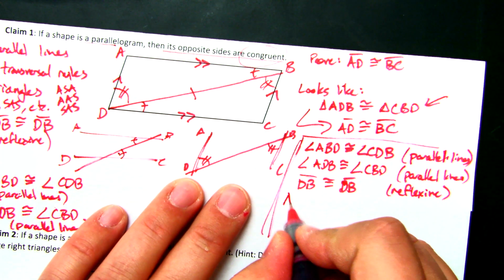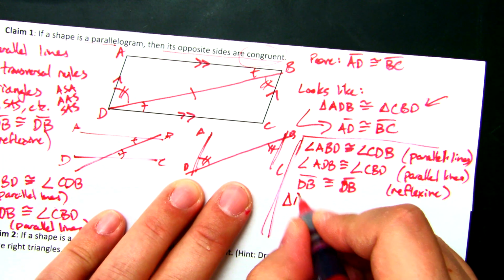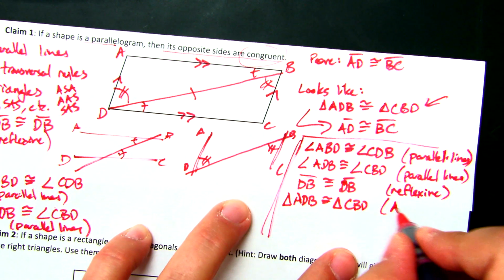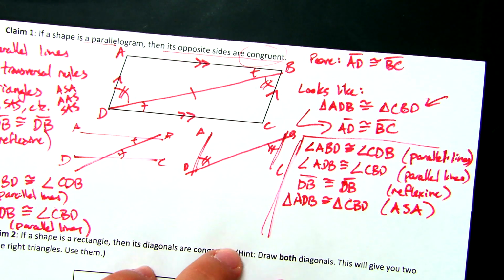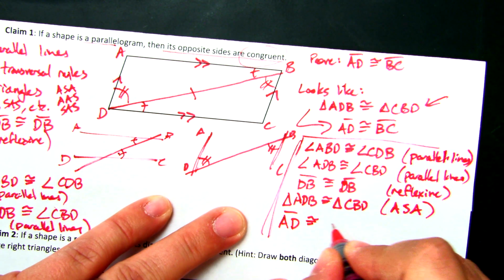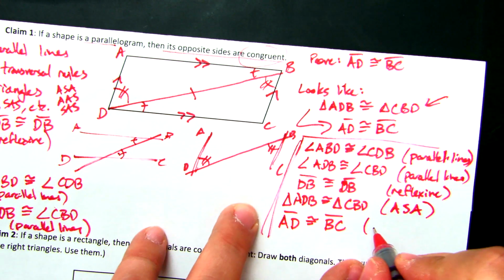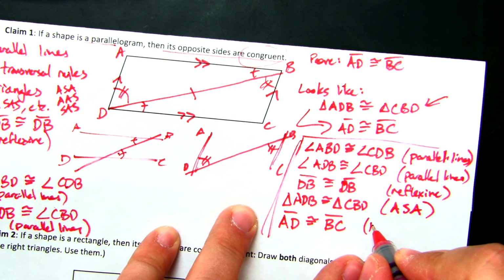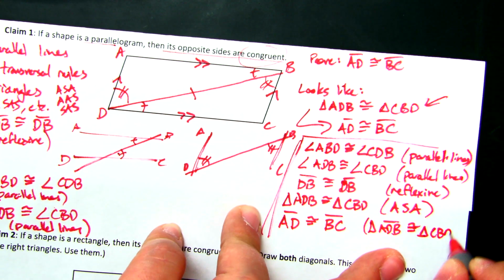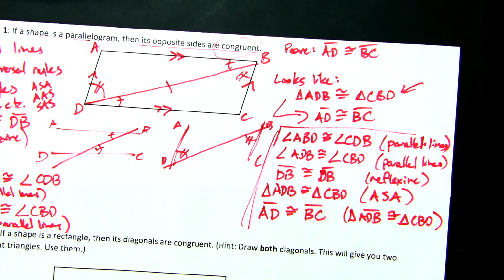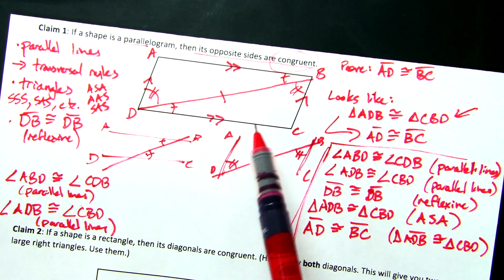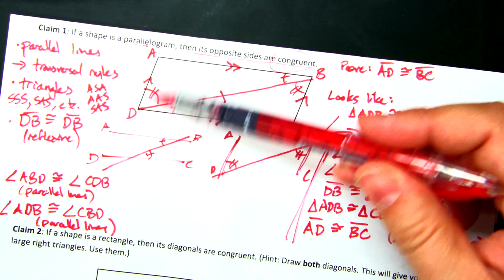Okay. Then from those three, we can say triangle ADB is congruent to triangle CBD by the angle side angle congruence theorem. And then we can conclude from that AD is congruent to BC, because triangle ADB is congruent to triangle CBD. Right? And we've got our reasons. All we've done is start from the assumption that this is a parallelogram, so that the opposite sides are parallel, and we've gone through and shown that these two sides are congruent.